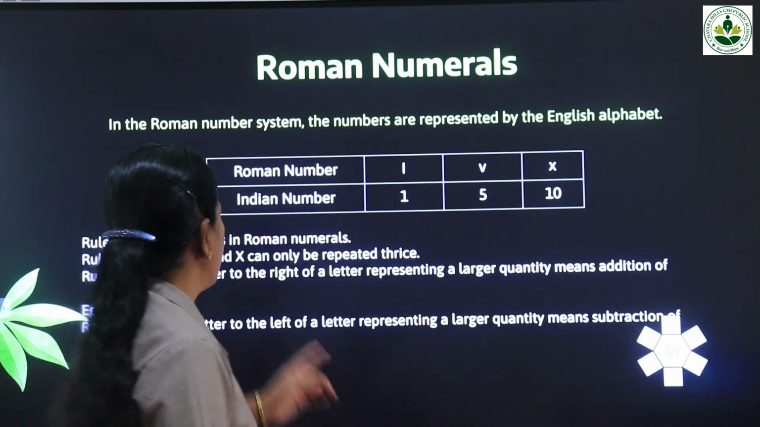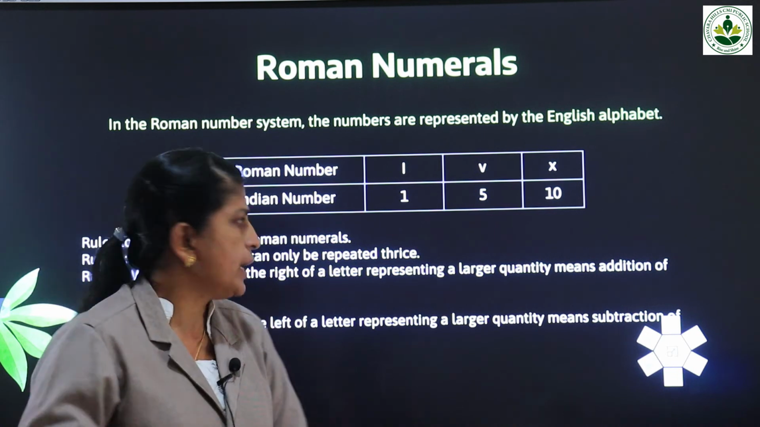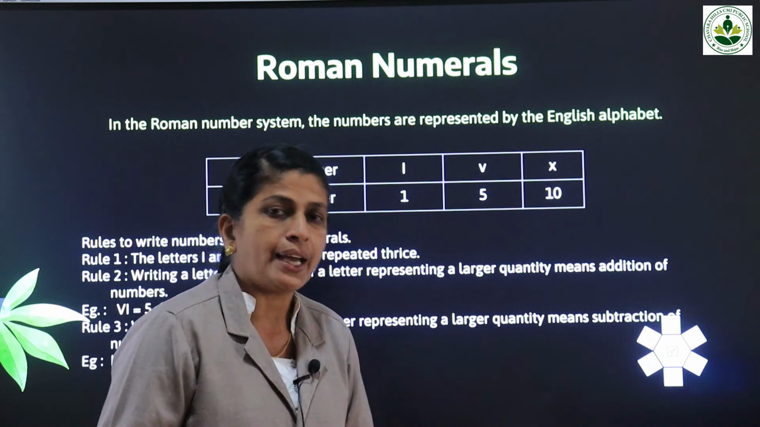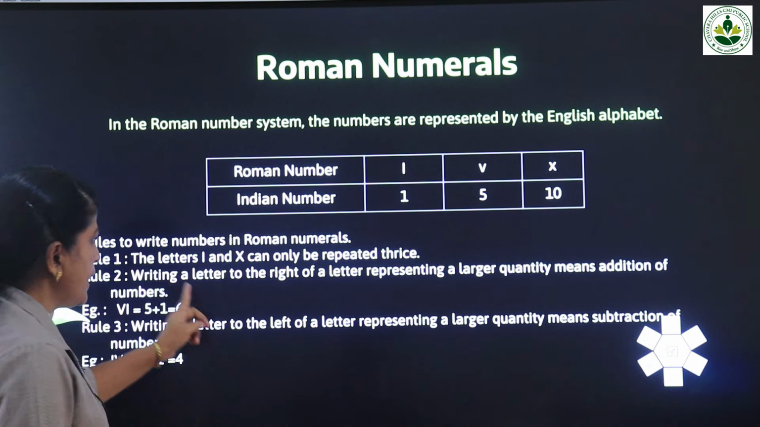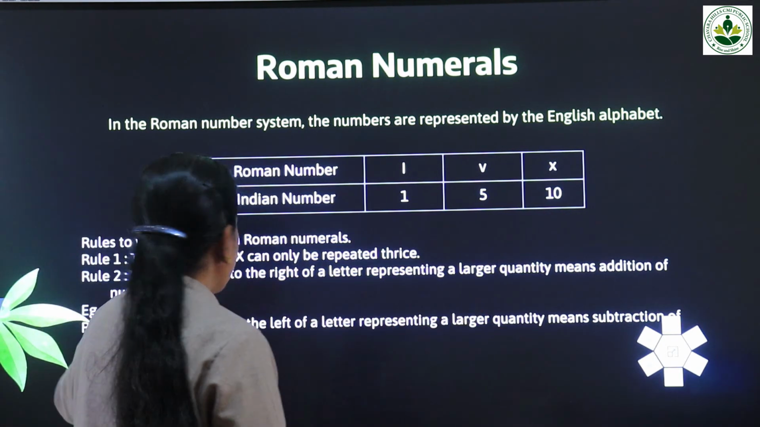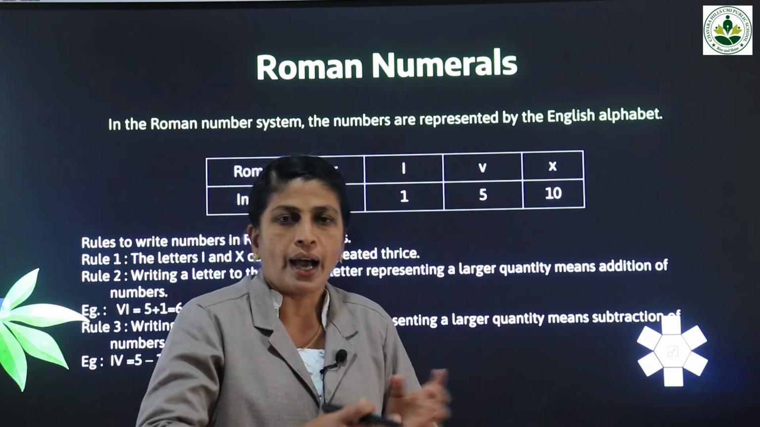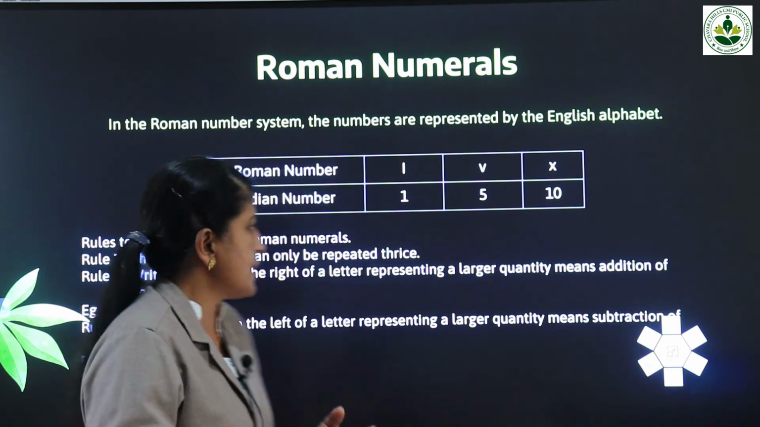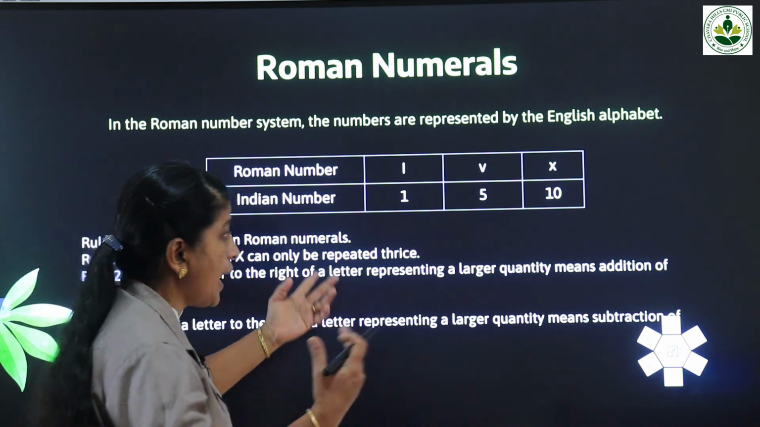The first rule is: the letters I and X can be repeated only 3 times, thrice. The second rule is: writing a letter to the right of a letter representing a larger quantity means addition of numbers. Since we are using only these 3 letters, we can add the letters or we can subtract the letters.